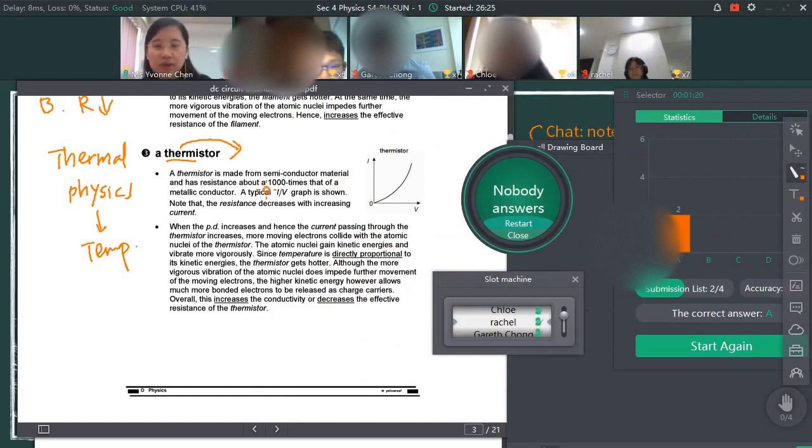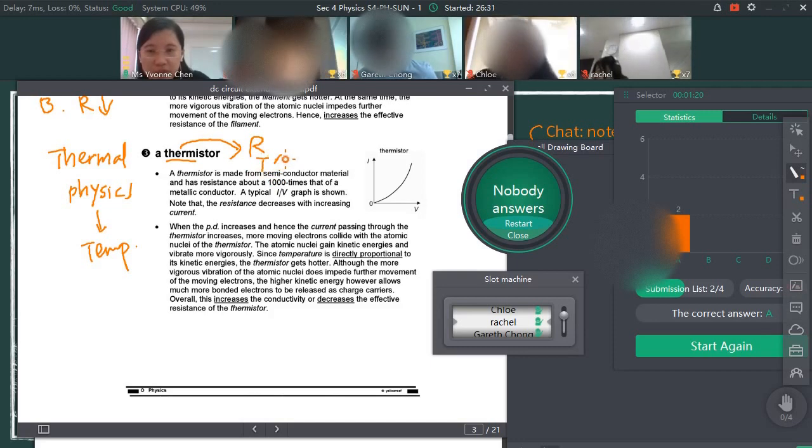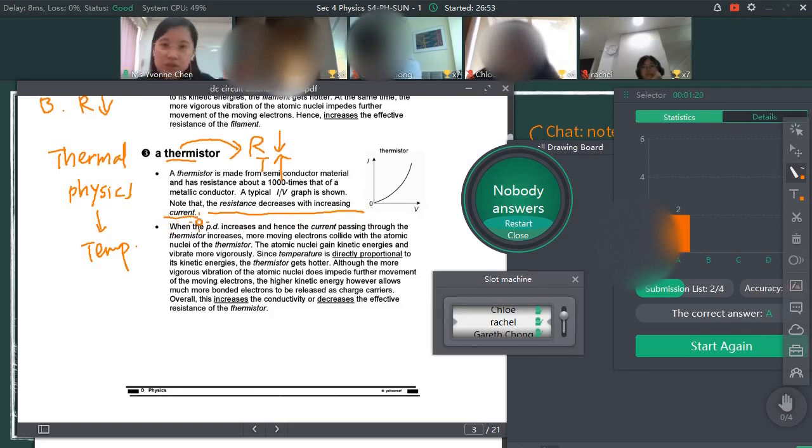Okay, so basically if you see "therm", it is something related to heat and temperature. So for a thermistor, the resistance will change when there's a change in temperature. The property is that as temperature increases, the resistance will increase. Take note of that for the thermistor. Oh, sorry, the other way. Resistance will decrease. The resistance decreases as the temperature increases and the current increases.